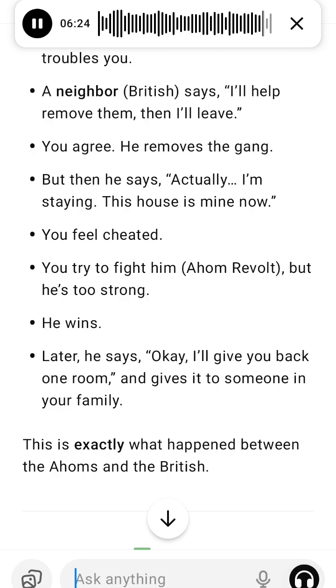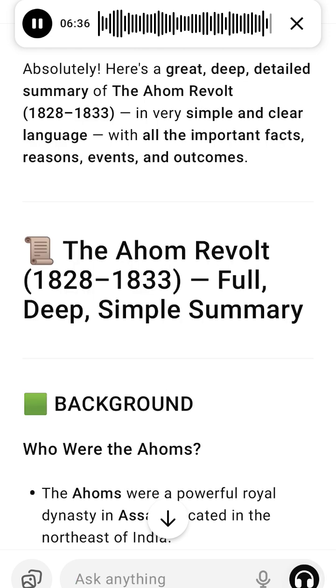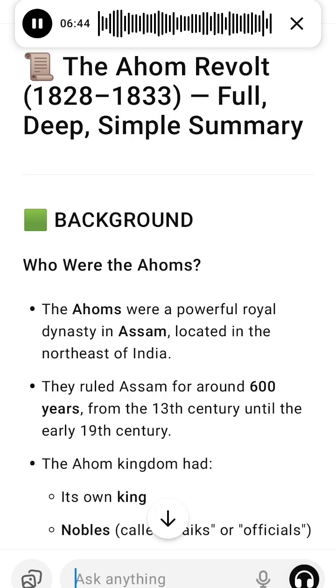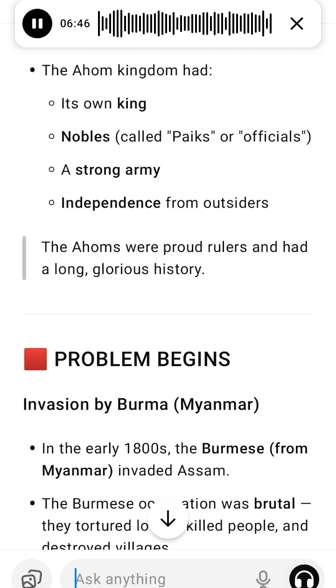The promise is broken. After the war ended, the British did not leave Assam. Instead, they started ruling Assam as part of their growing empire. They wanted to include Assam permanently in the British Company's territory.